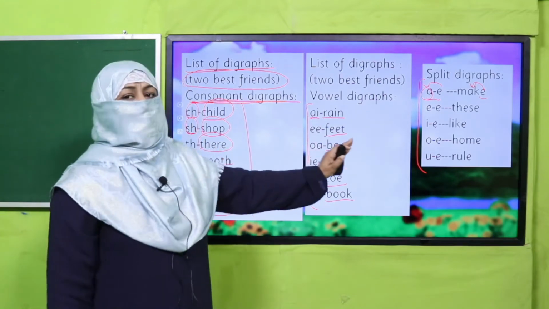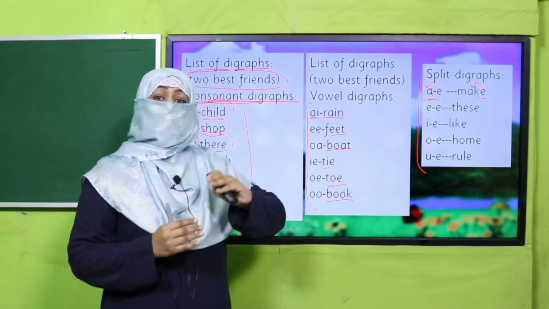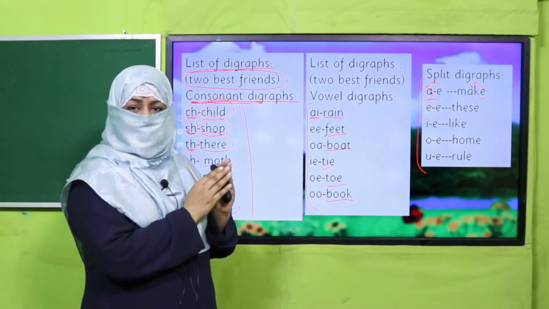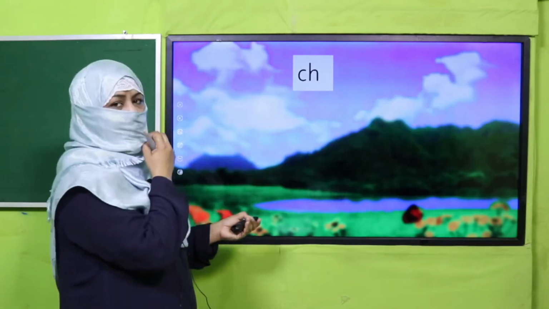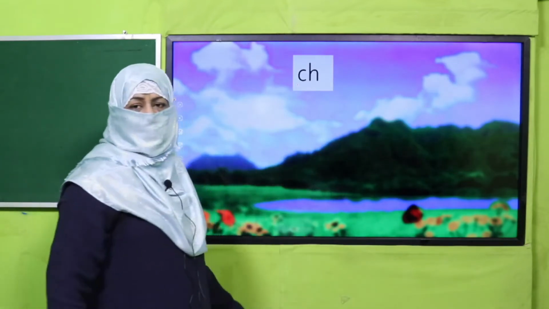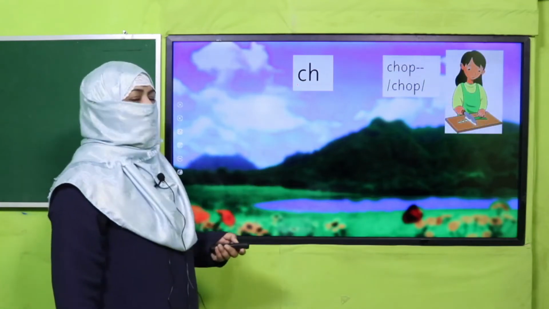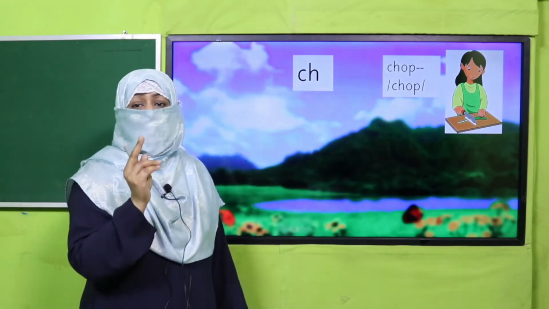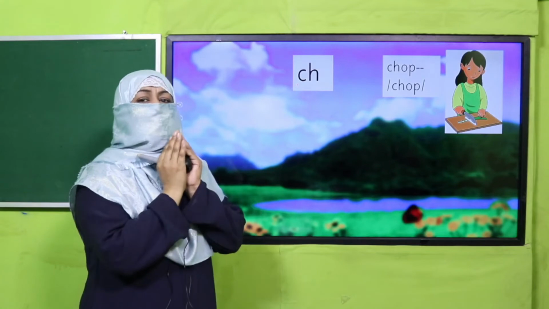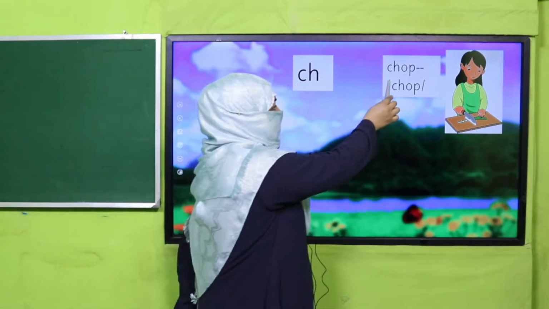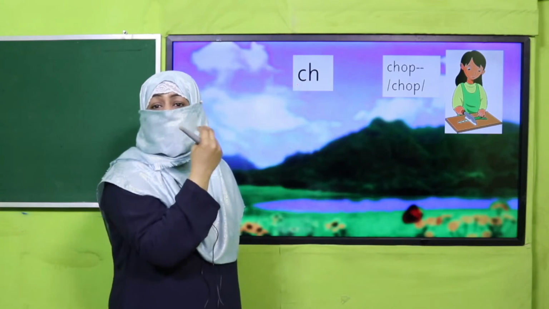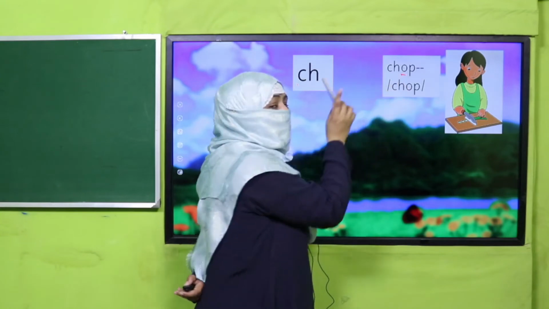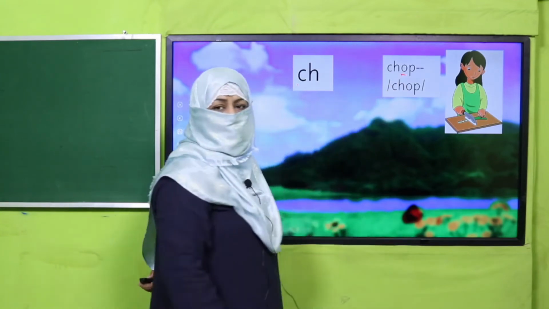Now, after knowing all these digraphs and knowing what syllables are, how do we split words to make syllables? This is the thing we are going to learn again. This is a consonant digraph and its example is chop. Right? Now you see, whenever there is a digraph in a word, we cannot split it because they are best friends, they have to go together. And after that, to make syllables, we have to identify the vowel sounds. How many vowel sounds are there? So in chop, there is only one vowel sound. That's why it's one syllable word.